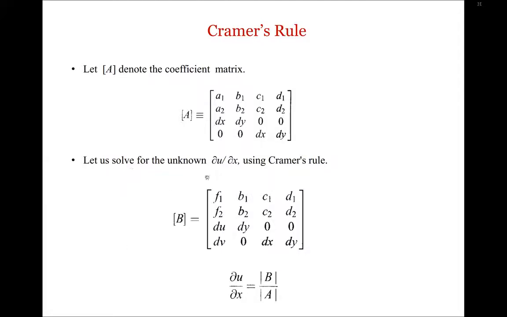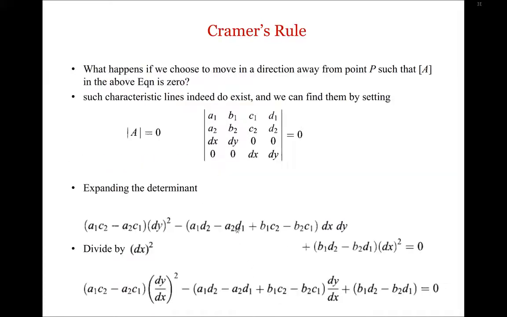For the solution we have to find du by dx. So du by dx equals the determinant of matrix B divided by the determinant of matrix A. So for Cramer's rule, what happens if we choose to move in a direction away from point P such that A in the above equation is 0?